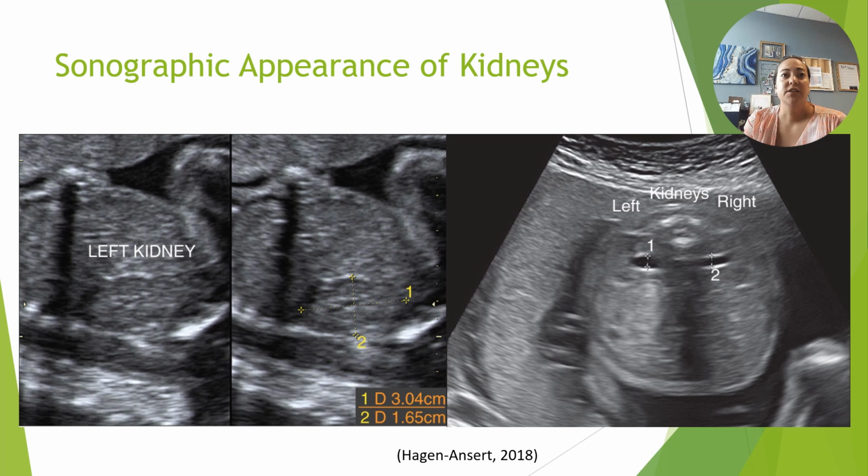So on ultrasound here, we can see some examples of a kidney's evaluation. Here's a left kidney on a fetus that's labeled left. They actually measured the length and the anterior posterior dimension. The length is 3.04 centimeters or 30 millimeters. So this fetus I would expect to be about 30 weeks gestation.